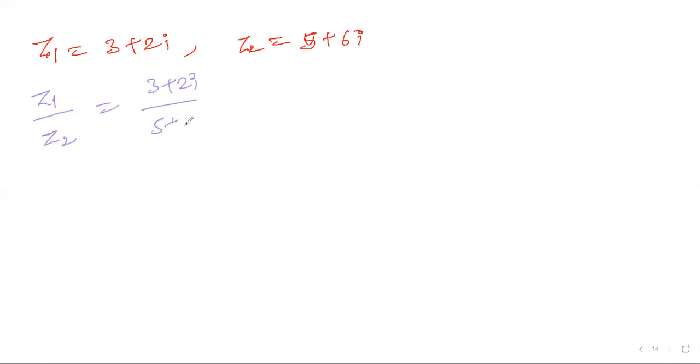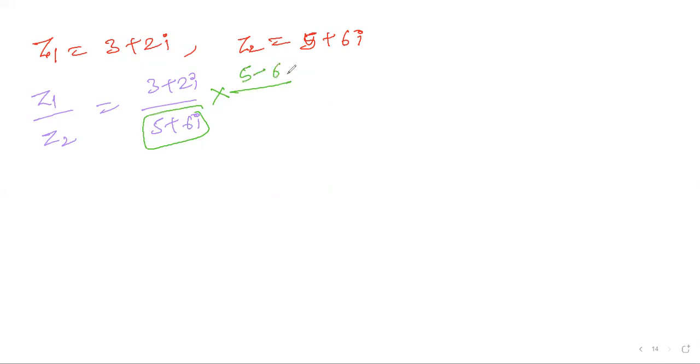Let us take Z1 equal to 3 plus 2i, and Z2 equal to 5 plus 6i, for your convenience. Now, how to divide Z1 by Z2? So 3 plus 2i by 5 plus 6i. This is a general question. What I told you in the procedure is that you need to rationalize the numerator and denominator with the complex conjugate of the denominator.